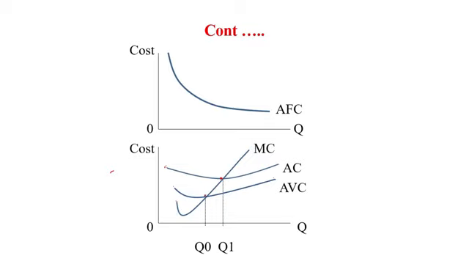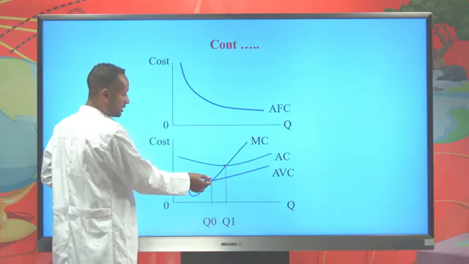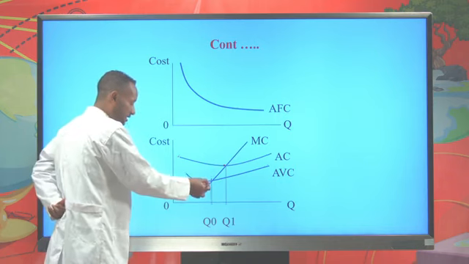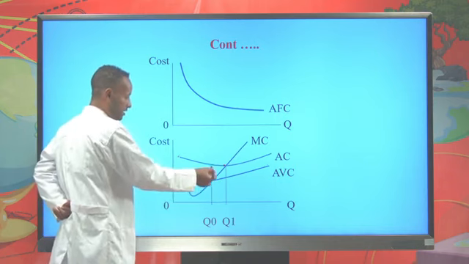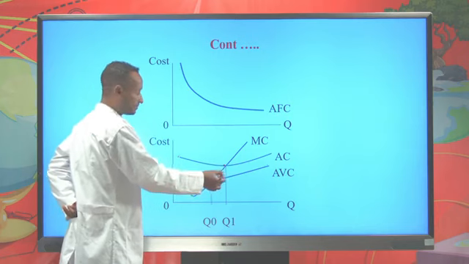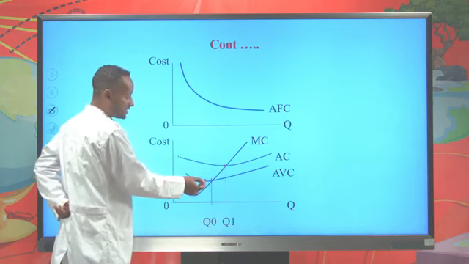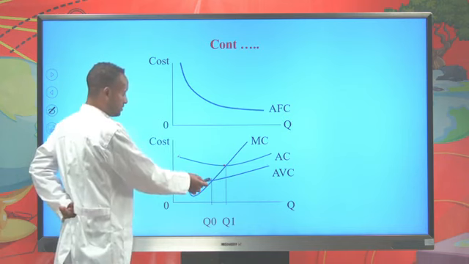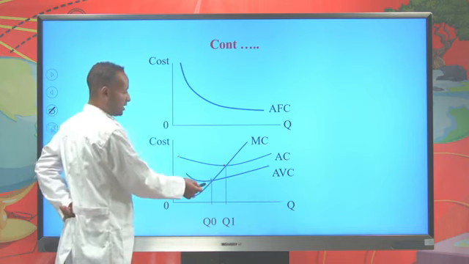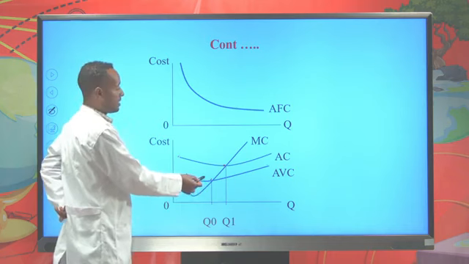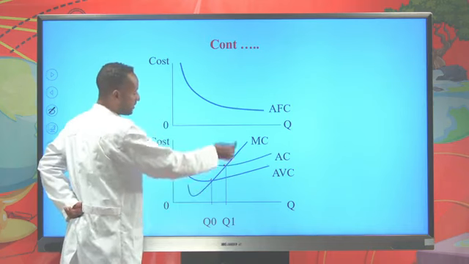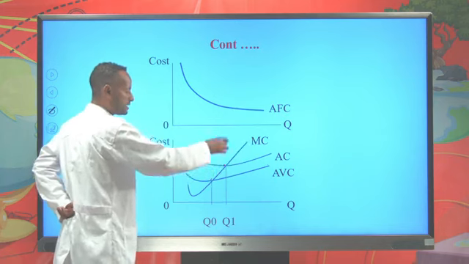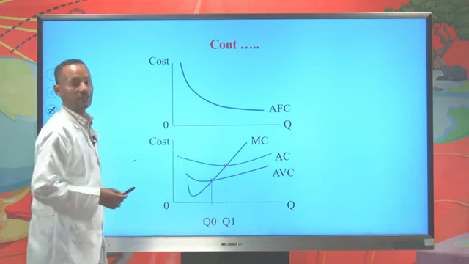The same relationship holds true with AVC and MC. Starting from this point to this point, the AVC curve is above the MC curve. Whenever AVC is above MC, AVC decreases. At this point, the AVC curve equals the MC curve. Whenever AVC equals MC, AVC is at its minimum. Beyond this point, the MC curve is above the AVC, and whenever MC is above AVC, AVC increases.